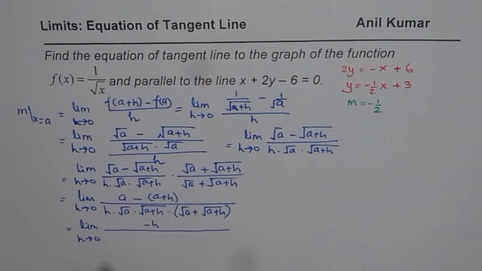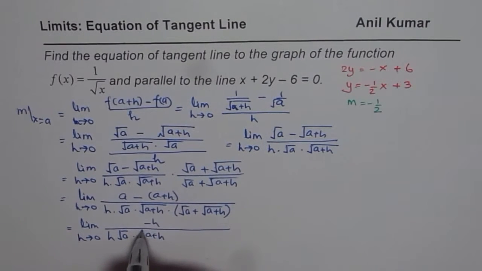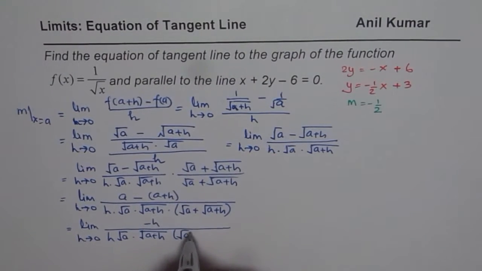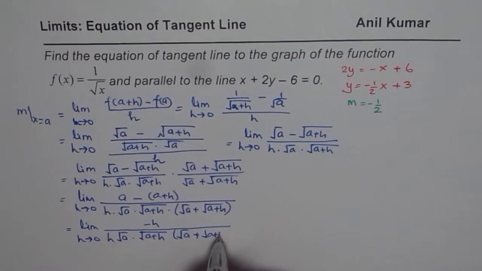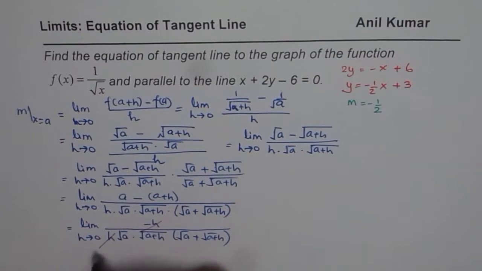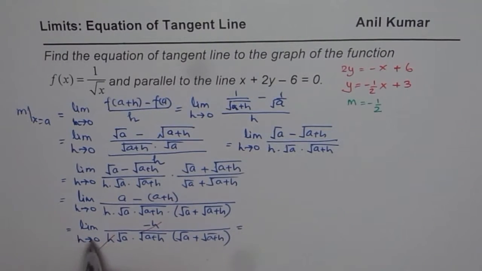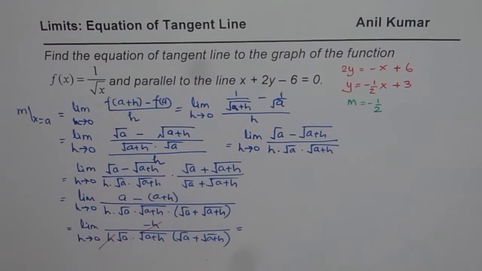Minus times plus h, okay? So that will cancel with this h, and that's the whole idea of rationalization. It helps us to simplify, correct? So that's all we have here. Once that cancels off, you can substitute h equals 0 here and then find the limit of this function as x approaches a.